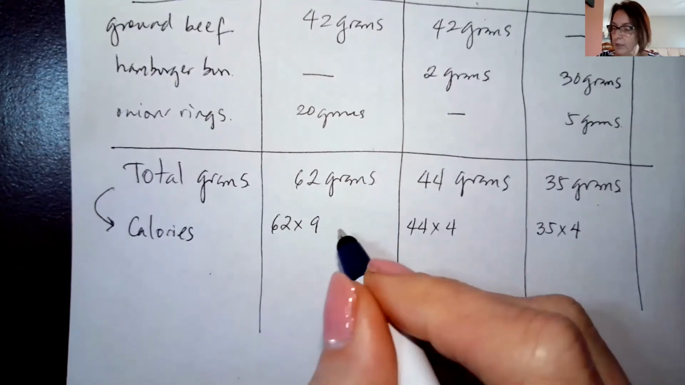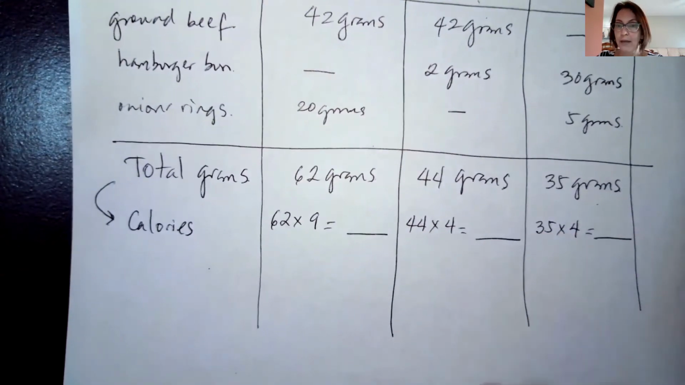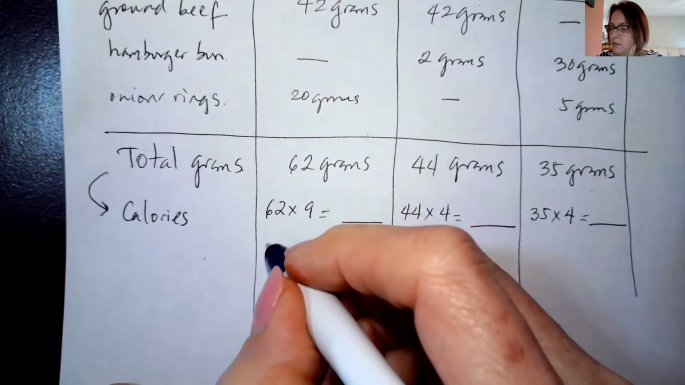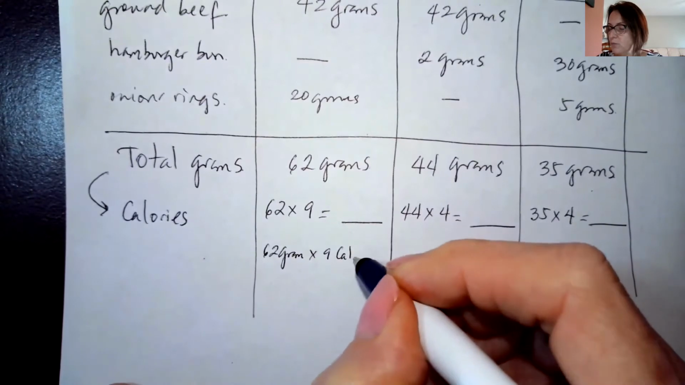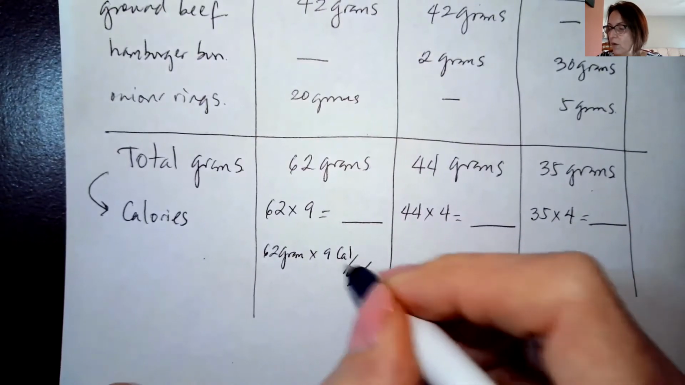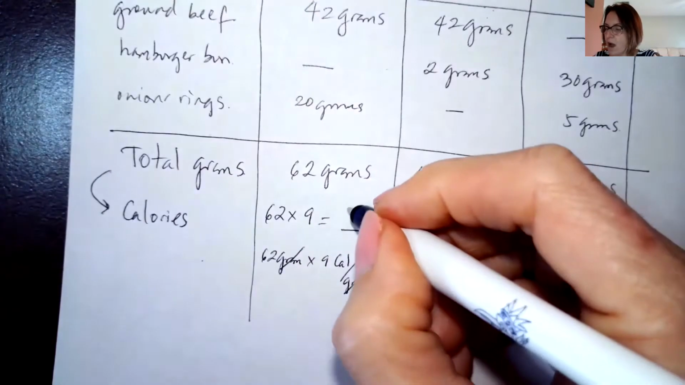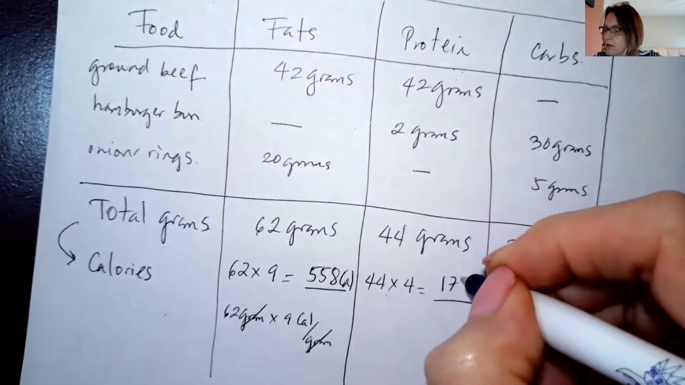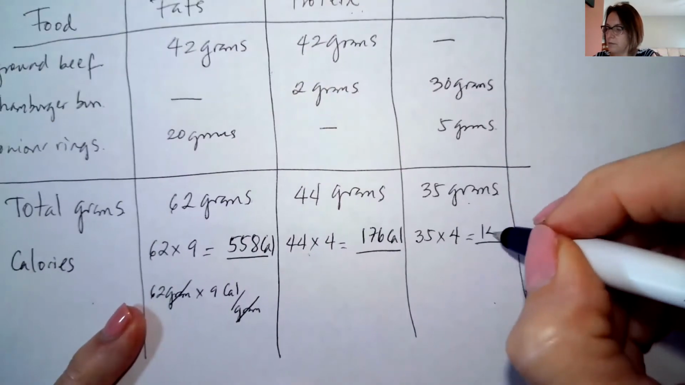Okay, what we are really doing here, and I will write down the results here, but if I want to show the calculations with the units to know how we end with calories, that's simple. You have 62 grams times 9 calories per gram. So the grams will cancel out and you will end with calories. 558 calories. 176 calories. And 140 calories.